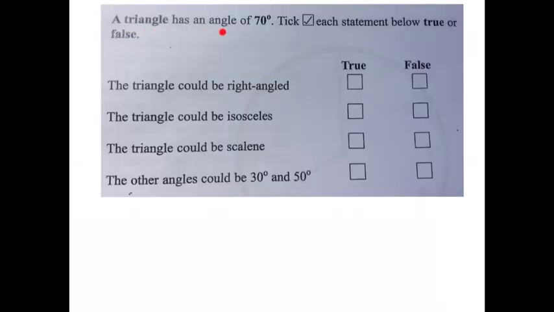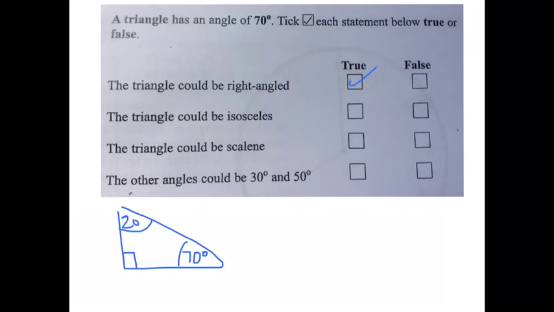A triangle has an angle of 90 degrees. Tick each statement true or false. First statement then, the triangle could be a right angle triangle. Okay, well let's imagine if we have a right angle triangle, we're told that one of the angles we know is 90, one is 70. 90 plus 70 is 160. So feasibly this could be another 20 degrees, so that could be true.